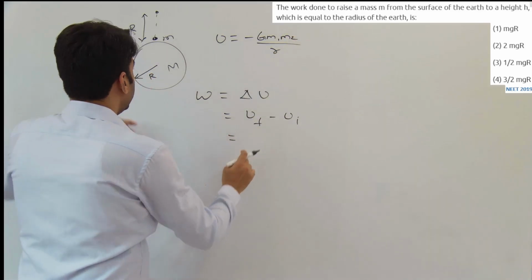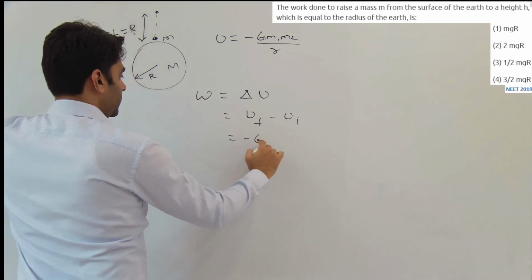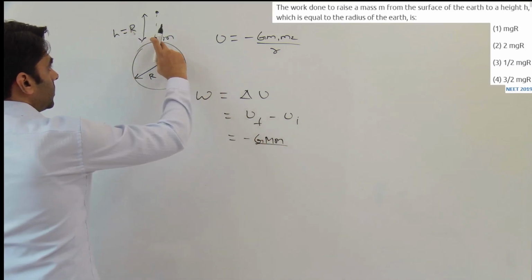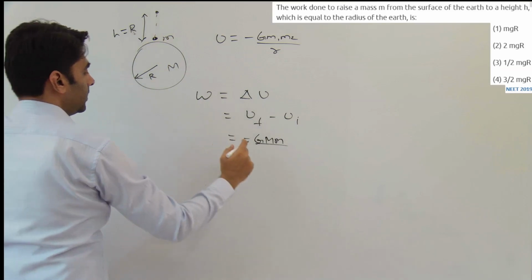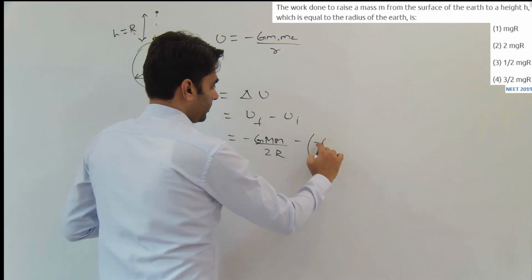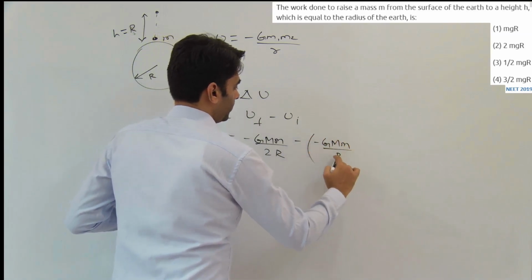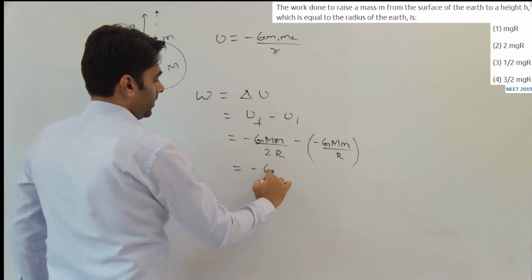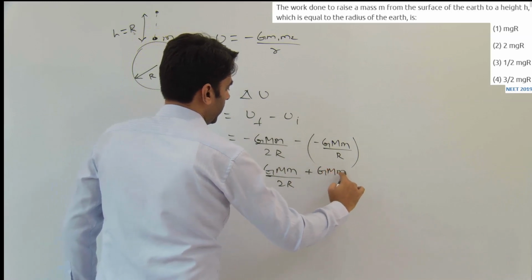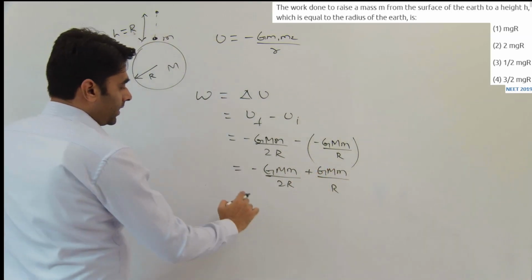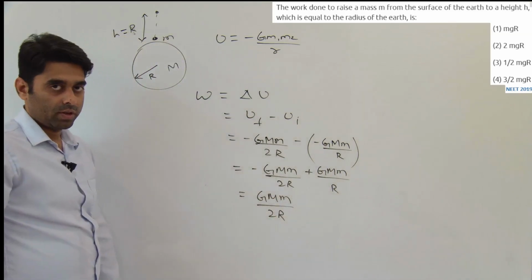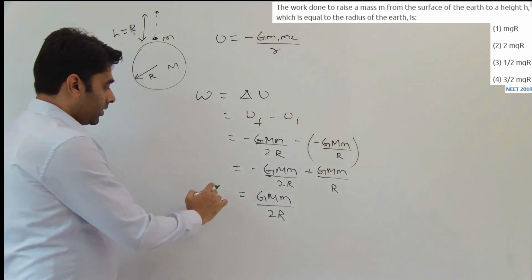So the final potential energy at this height can be written as minus G capital M, the mass of Earth, small m, the mass of the body, by R. From the center, if you measure, it will be R plus R, that is 2R, minus the initial gravitational potential energy, which is minus GMm by R. When we simplify it, minus GMm by 2R plus GMm by R. How much will we get? GMm by R times 1 minus 1 by 2. This is your work done.